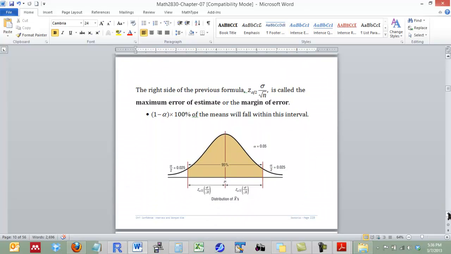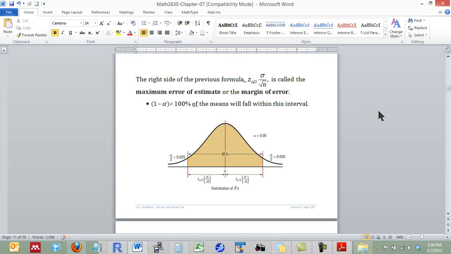Okay, so that quantity that we're adding and subtracting is called your margin of error. Sometimes you'll see it called the maximum error of your estimate. And the idea is this is the value that we're saying that our means will fall within plus or minus this amount of error, right? So it's going to be a quantity that comes up actually when we compute our sample sizes as well. So this whole thing here is our margin of error.